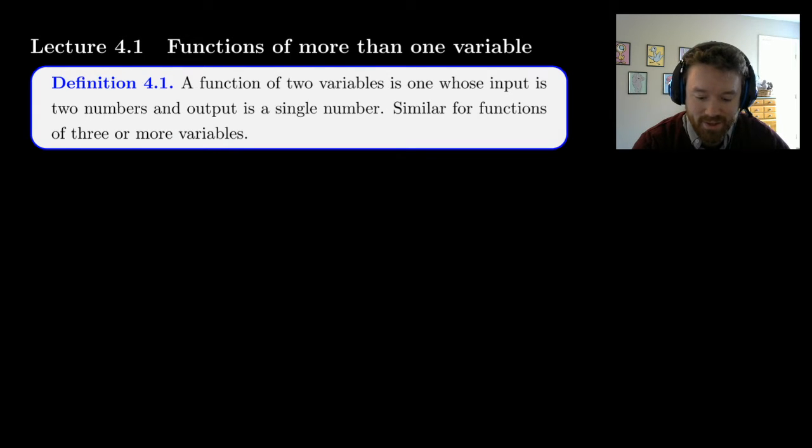Okay, so as is our habit, we'll start with a definition. Our definition will be that of a function of two variables. So remember, a function in calculus was something that took one input from R and, for each of those inputs, would output one number in R. So a function in two variables, as you can imagine, is just a function whose input is two numbers and output is a single number.